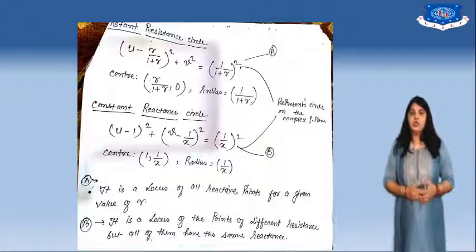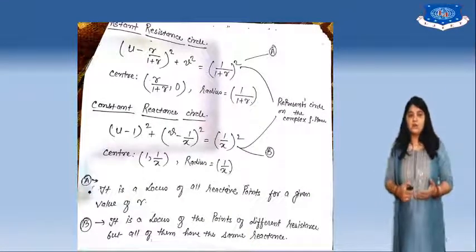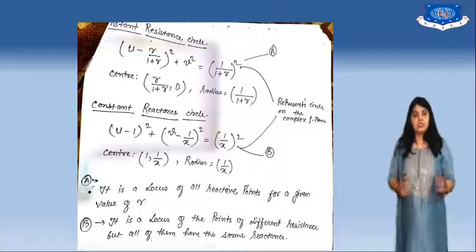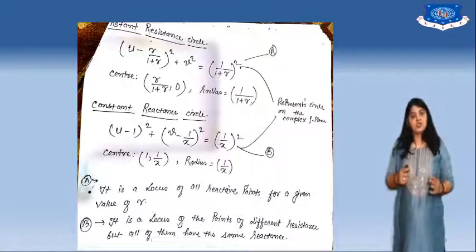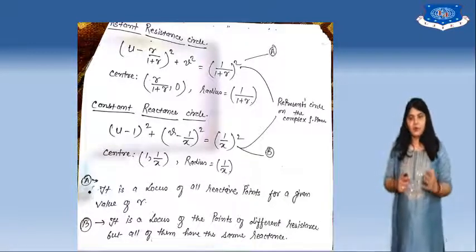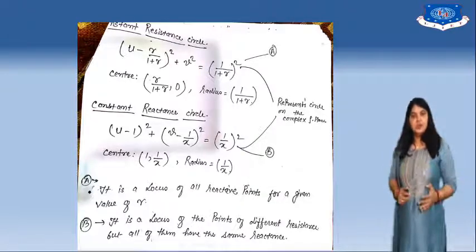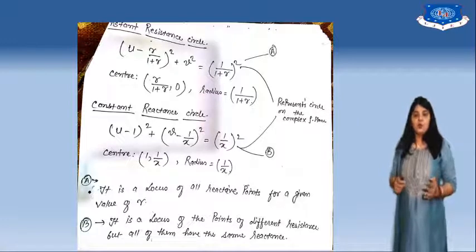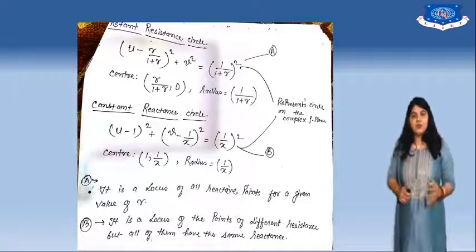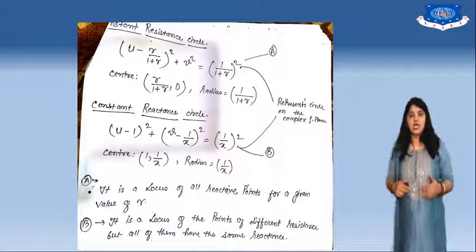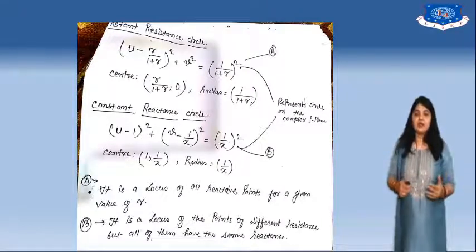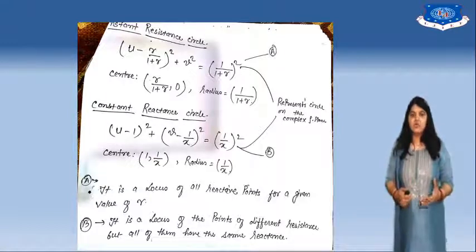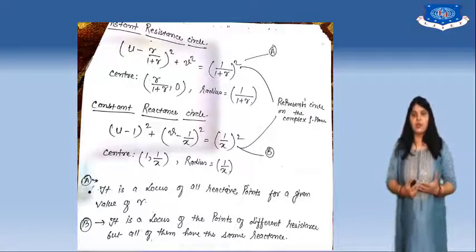Also here you can show where the center is. The center is at r upon 1 plus r comma 0, and the radius is 1 upon 1 plus r. So these values are the points we use to find the particular value in the Smith chart.